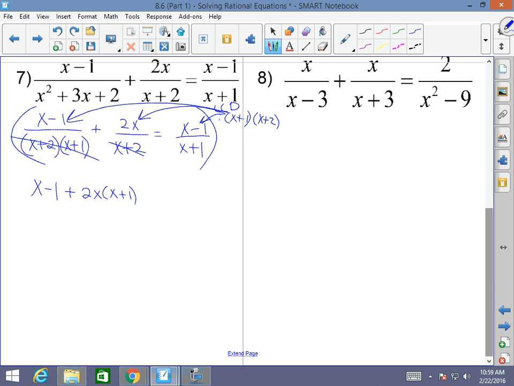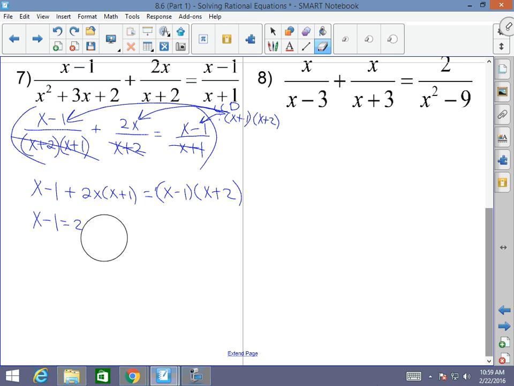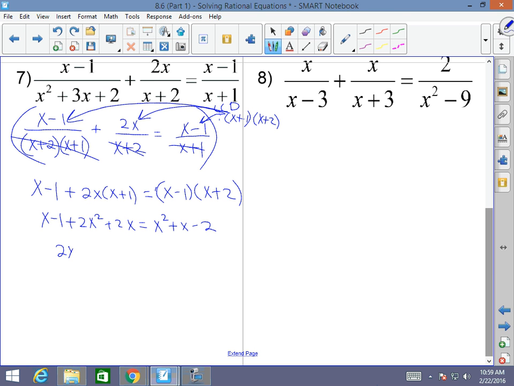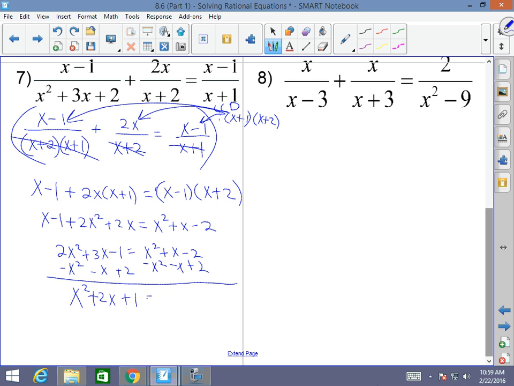And when I multiply the LCD to this last term over here, what am I left with? X minus 1, x plus 1. Very good. Gentlemen, no. The x plus 1 goes bye-bye. It's x minus 1 times x plus 2. Excellent. So I've got x minus 1 plus 2x squared plus 2x equals x squared. That's 2x minus 1, so x minus 2. Let's clean this up. I got 2x squared plus 3x minus 1 equals x squared plus x minus 2. Add the 2, subtract the x squared. So I subtract the x squared, I subtract an x, and I add a 2. I'm left with x squared plus 2x plus 1 equals 0.